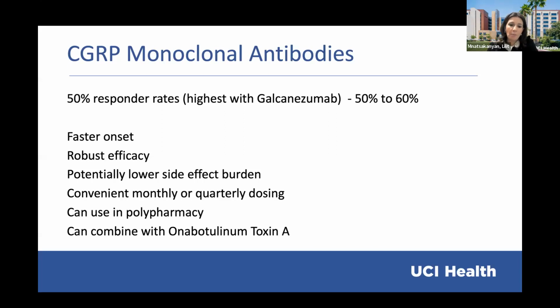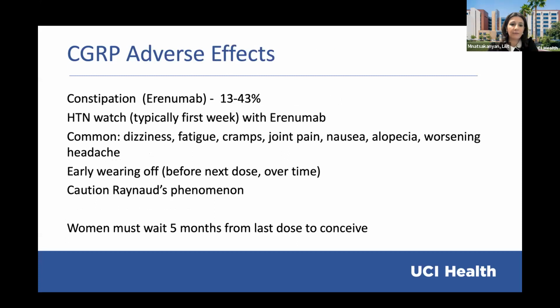It's injections, monthly or quarterly. Another unique feature of these medications is that they do not have a lot of drug-to-drug interactions, so it's mostly safe to use in polypharmacy. It also can be combined with onabotulinum toxin A, with, in fact, some studies suggesting that Botox and CGRP monoclonal antibodies may have some synergistic effects. It is harder to get approval for both through insurance. However, they are known to be effective.